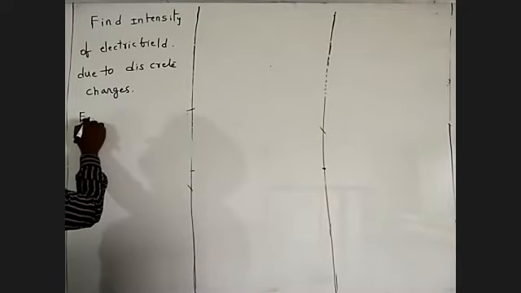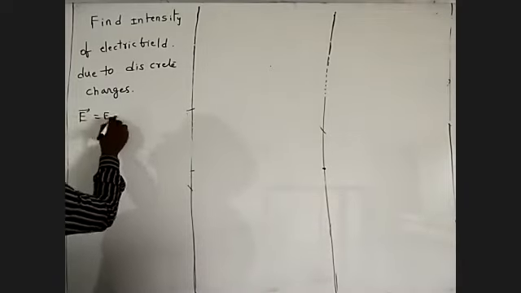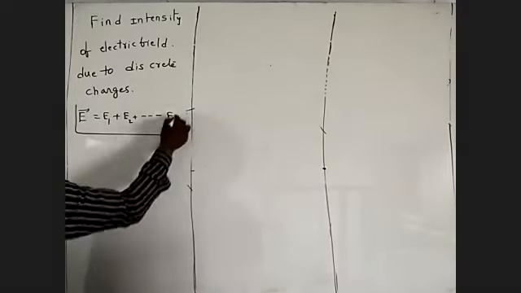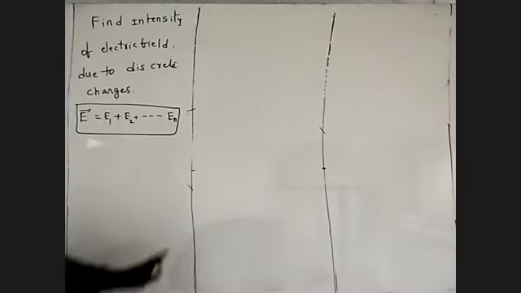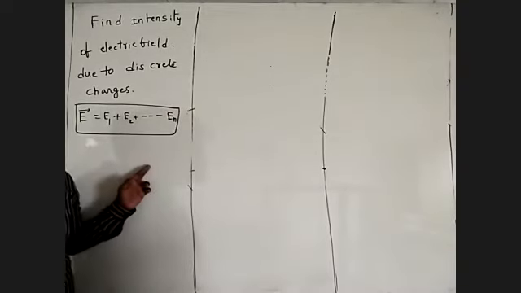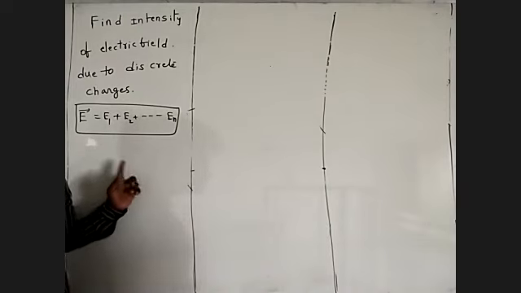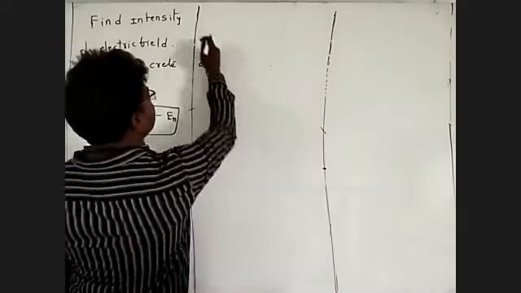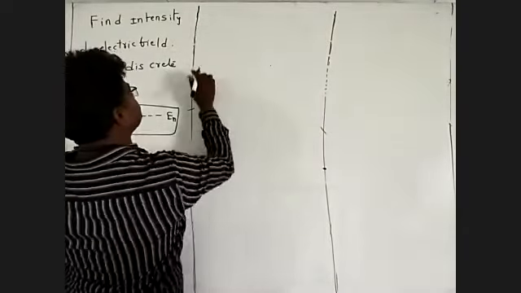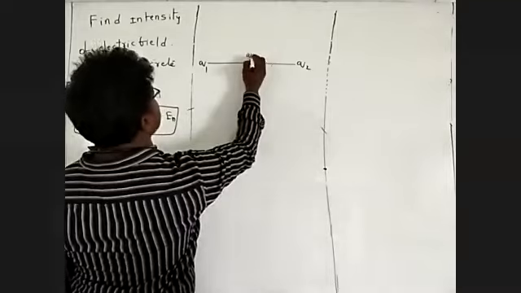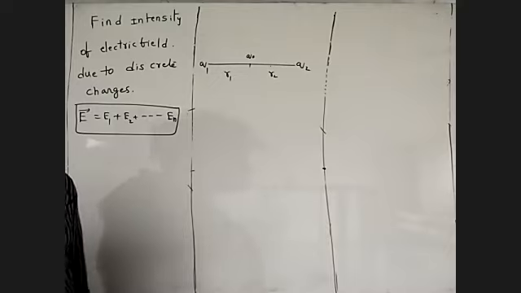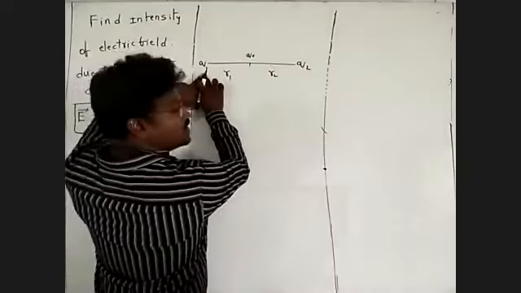Now, the electric field is equal to E1 plus E2 plus up to En, because this is the principle of superposition. So now we will see the problem. This is Q1. This is Q2. This is Q0. Distance between the charges is R1, R2. Now we will see these charges.